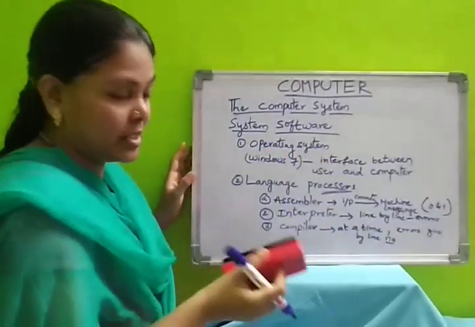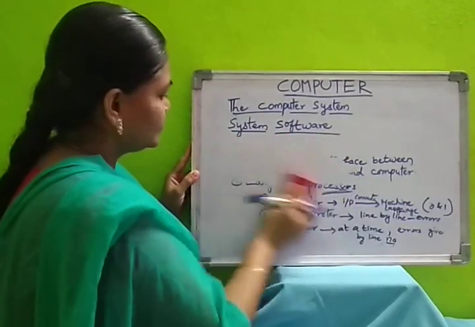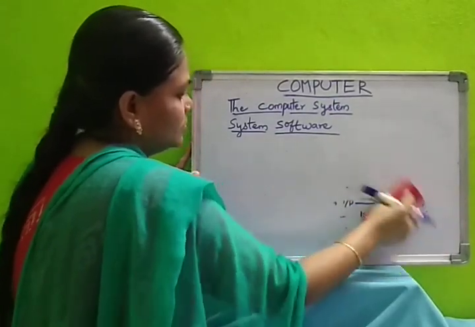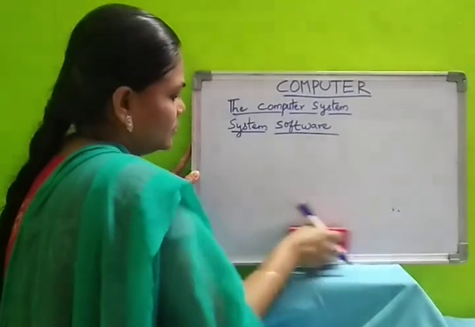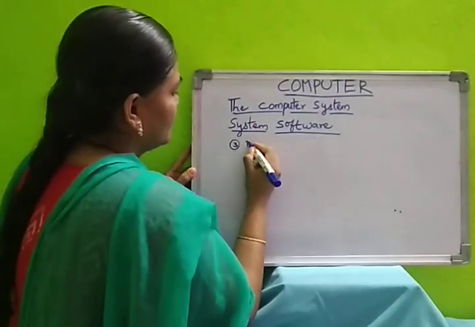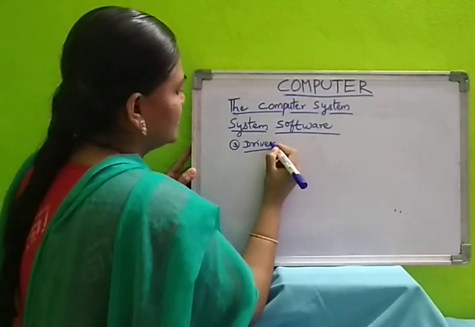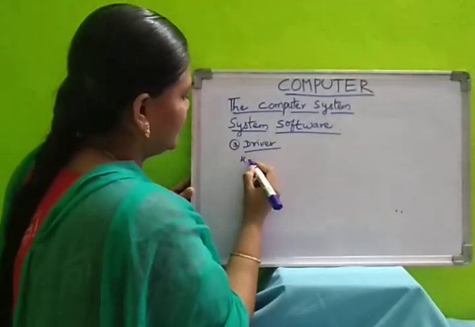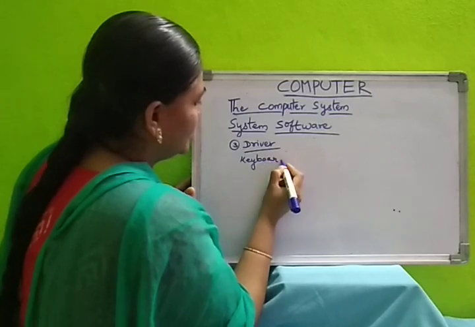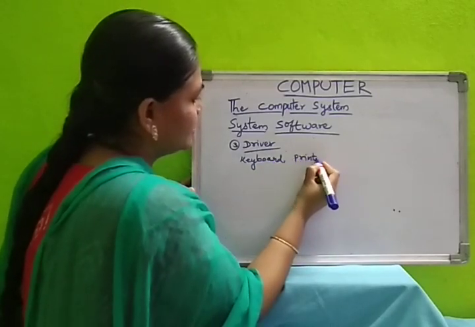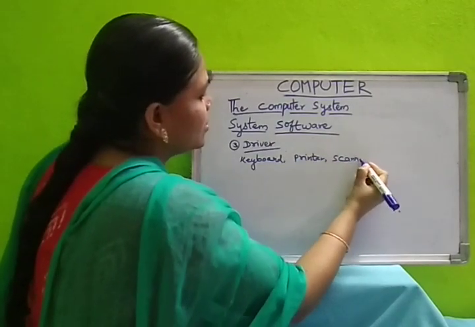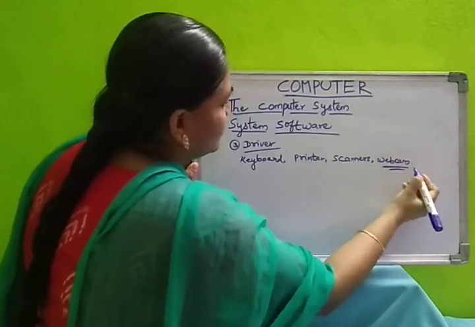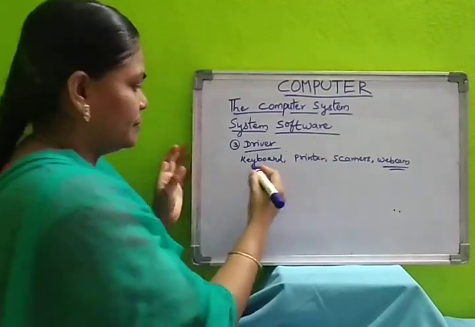And the third one is drivers. So we are working with different hardware parts. What are the different hardware parts we can connect to the computer? Keyboard we can connect, printer, scanner, mouse, and webcams. Different hardware devices we can connect to the system.